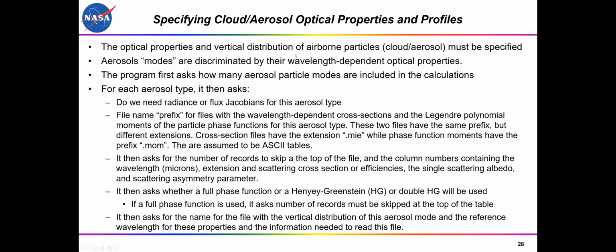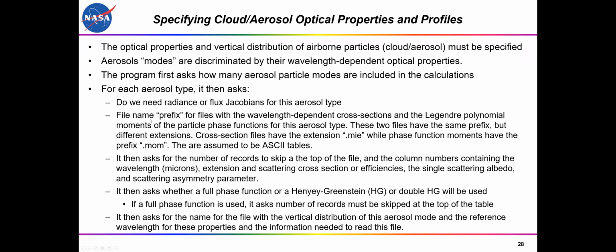So for optical properties and vertical distribution of clouds and aerosols, we have to specify those. The aerosols, as I mentioned before, are specified as modes. Each mode has a unique set of wavelength dependent optical properties. That's the thing that SMART cares about. And so the program first asks how many particle modes you have, and then for each particle mode, it says, do you want Jacobians for that? It's like, would you like fries with that?